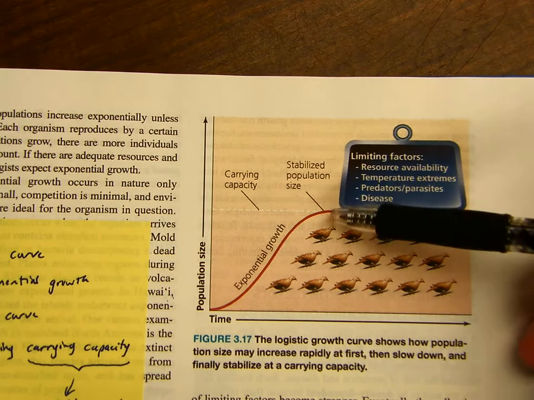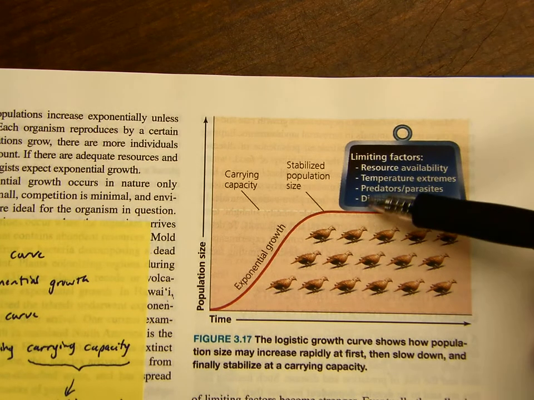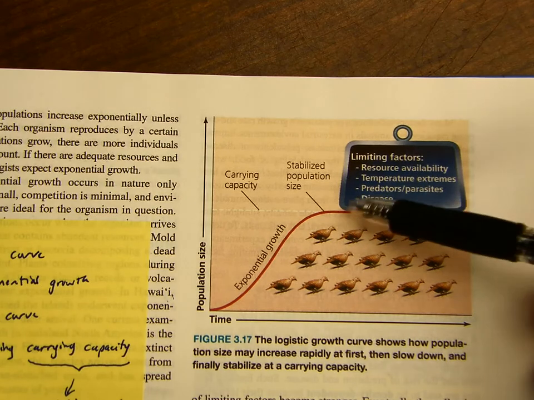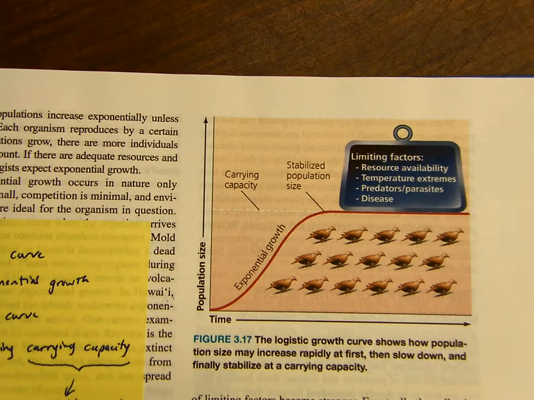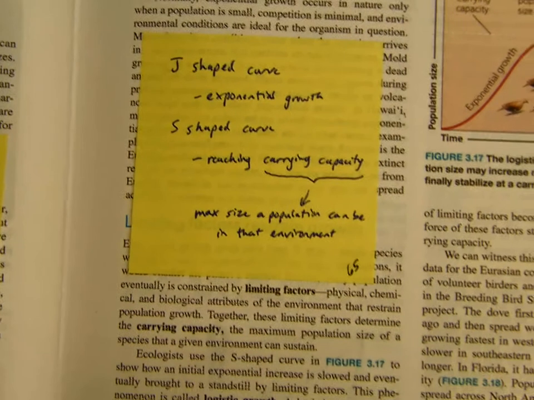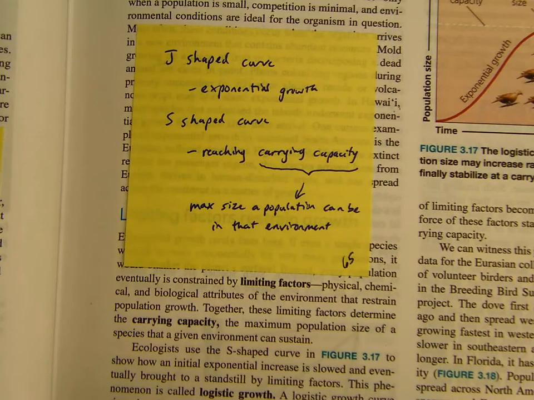In reality, populations will go up and then they'll go down, and then they'll go up and then they'll go down, back and forth, back and forth. So the carrying capacity is kind of like the average of that over the years. Okay. The definition I wrote for carrying capacity, you can see, is the max size a population can be in that environment. Typically, food is the limiting factor for this stuff. Okay. All right. Next page, going to page 66.